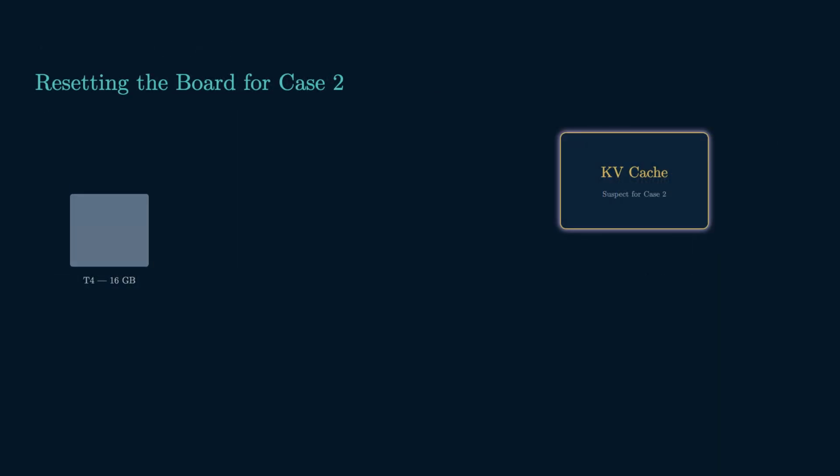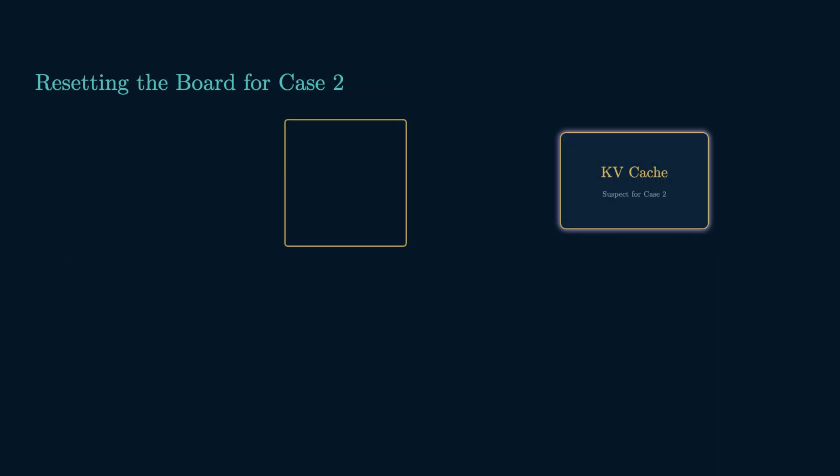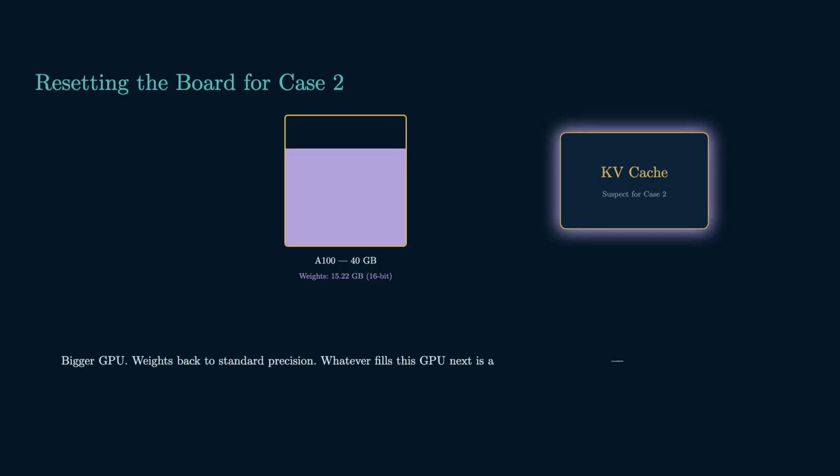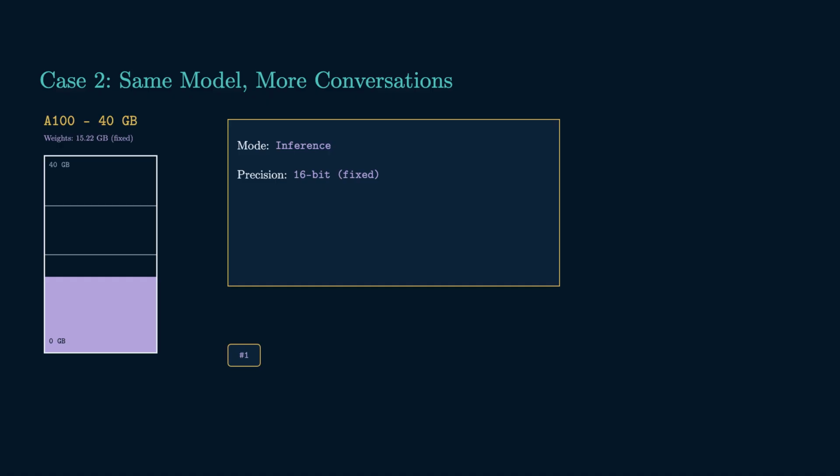For case 2 we reset 2 things deliberately: a bigger GPU, an A100 with 40 gigabytes, and weights back at standard 16-bit precision. That way whatever fills this card next is genuinely a new tenant, not leftover quantization doing the work. Still inference, precision fixed, context fixed at 32,000 tokens. The only thing we vary is how many conversations are active at once.